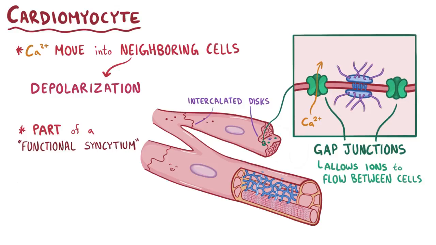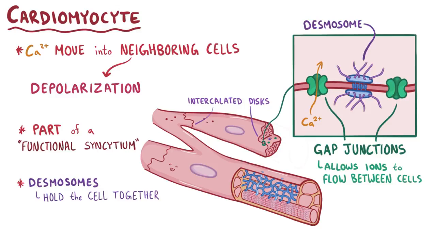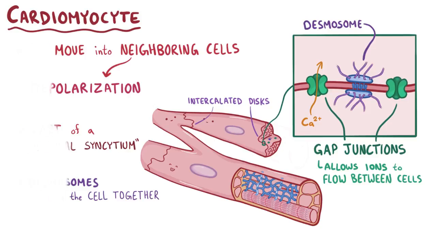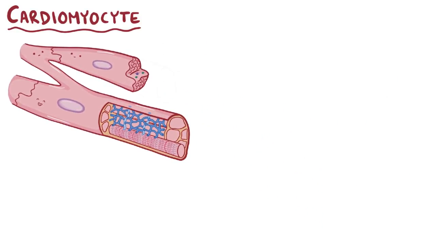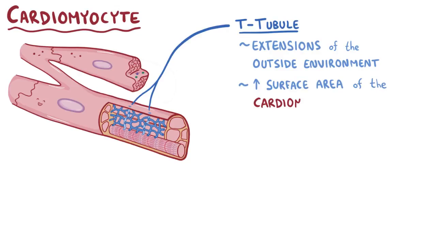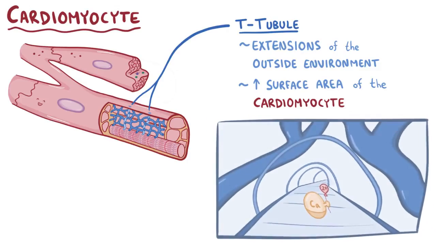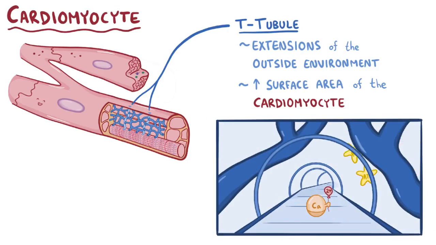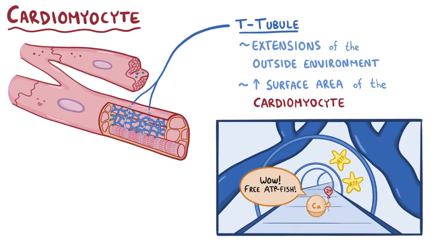In addition, cardiomyocytes stay physically attached to one another through proteins called desmosomes, which are like staples that hold the cell together when they're contracting. Another feature of cardiomyocytes are passageways called transverse tubules, or T-tubules. T-tubules are extensions of the outside environment. They increase the surface area of the cardiomyocyte and they look like the letter T, so it's relatively easy to remember their name. Think of a large walk-through aquarium. You can walk through those tunnels and look at the sea creatures all around you, but you're not in the water with them.